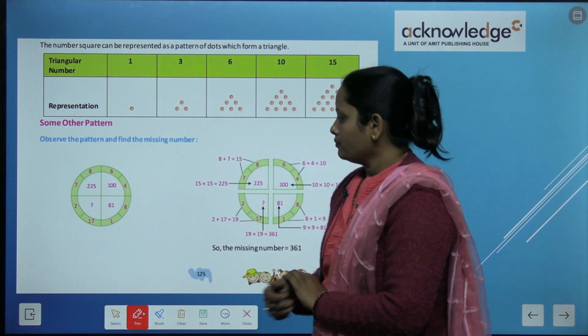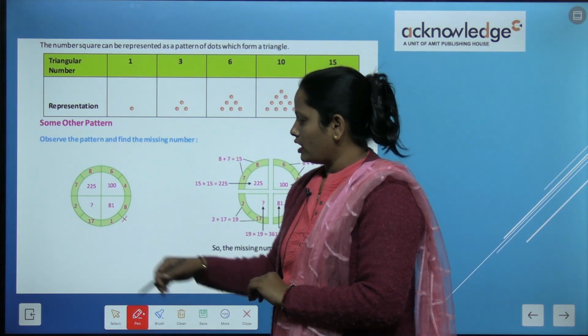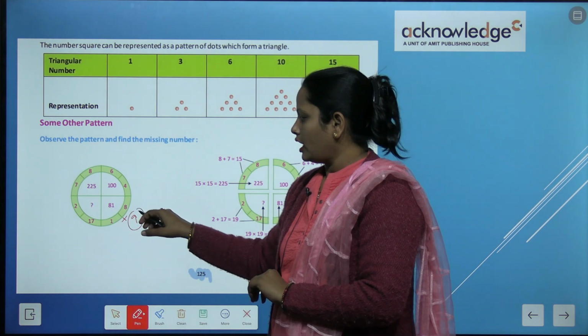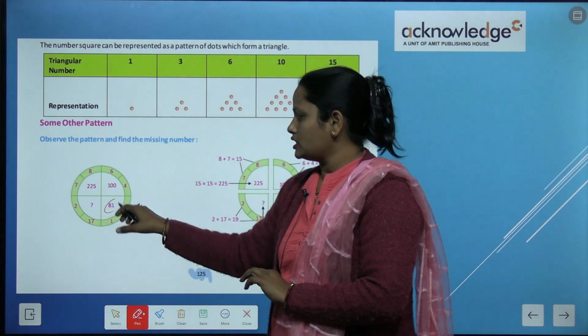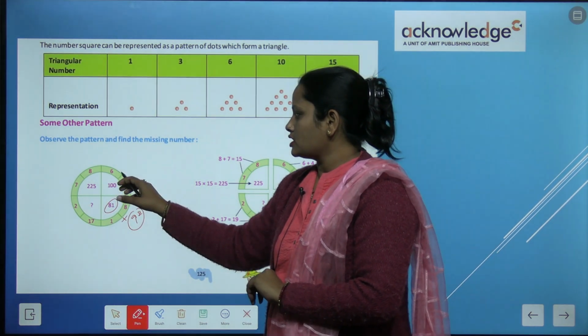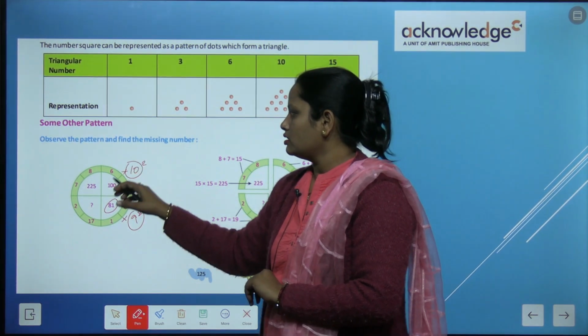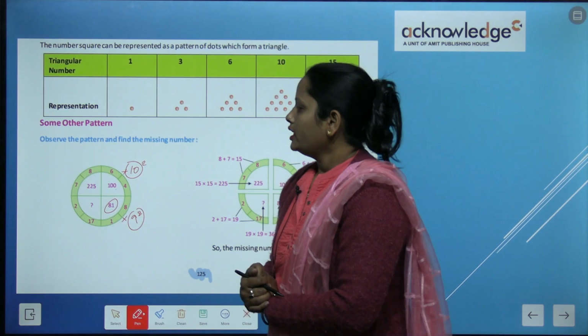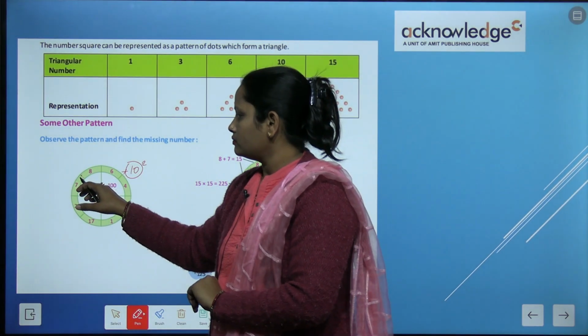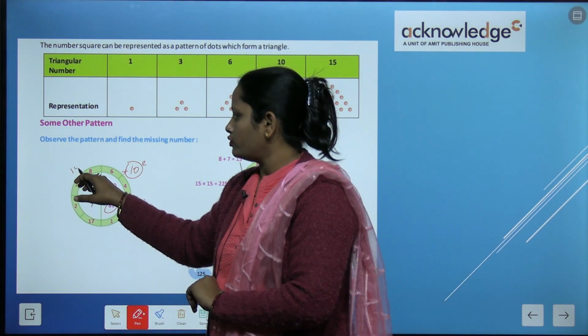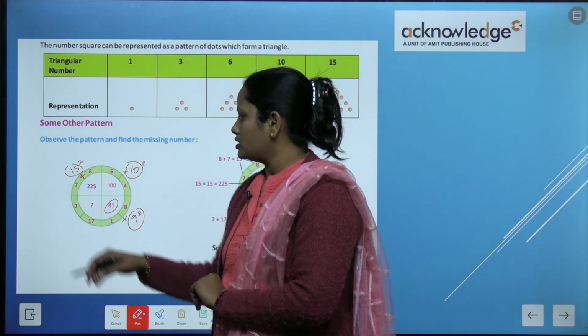Here you can see 8 plus 1 is 9. And 9 ka square is written here, which is 81. Similarly, 6 plus 4 is 10. Ab 10 ka square is written here. Similarly, 8 plus 7, 15. 15 ka square is written here.